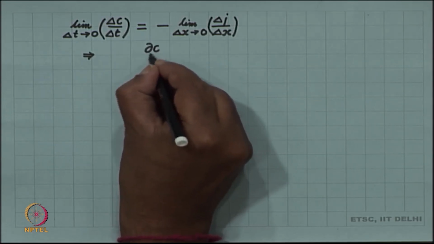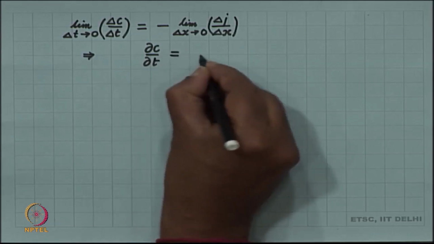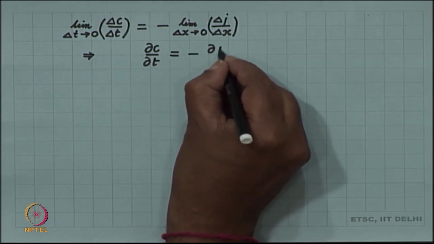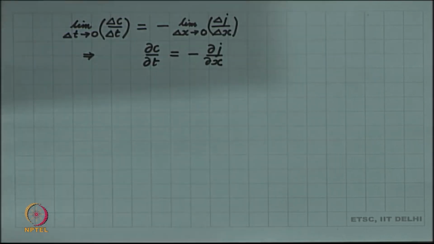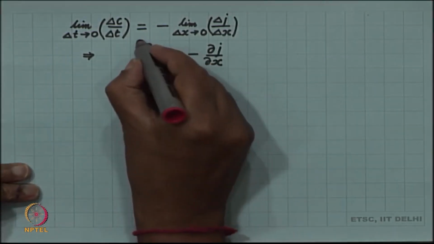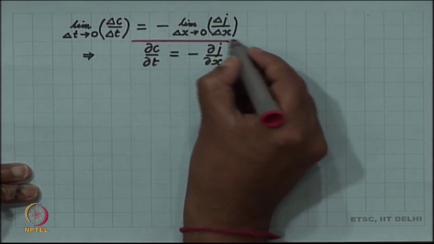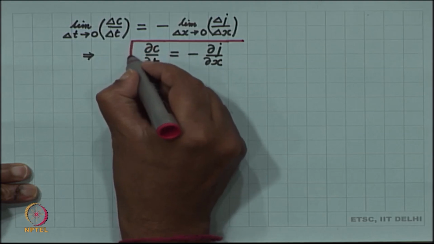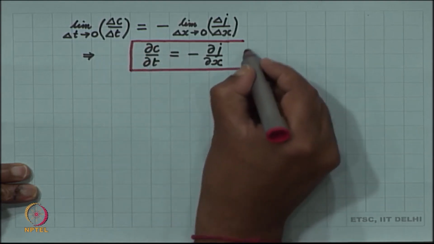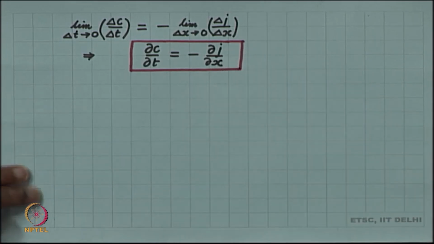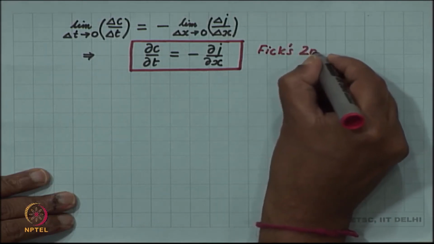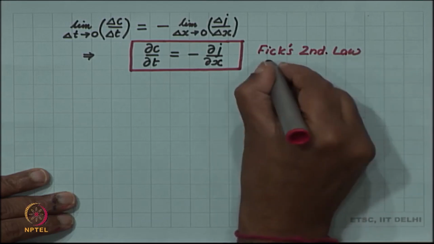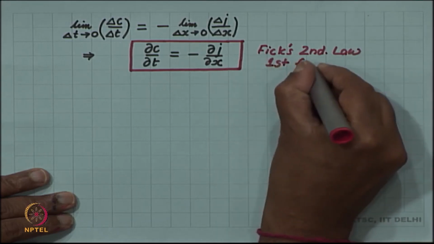We now have del C by del t is equal to minus del j by del x. So, this is one of the forms of Fick's second law. So, it is saying that rate of change of concentration with time is the negative rate of change of flux with the space. So, this is one form of Fick's second law. Let us write it. Fick's second law, first form.